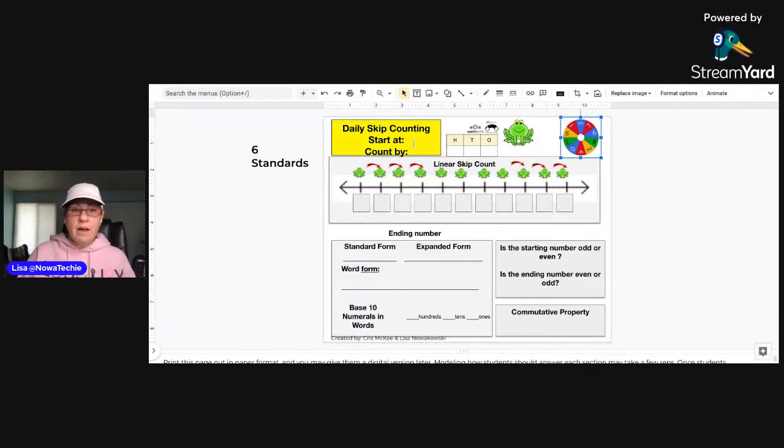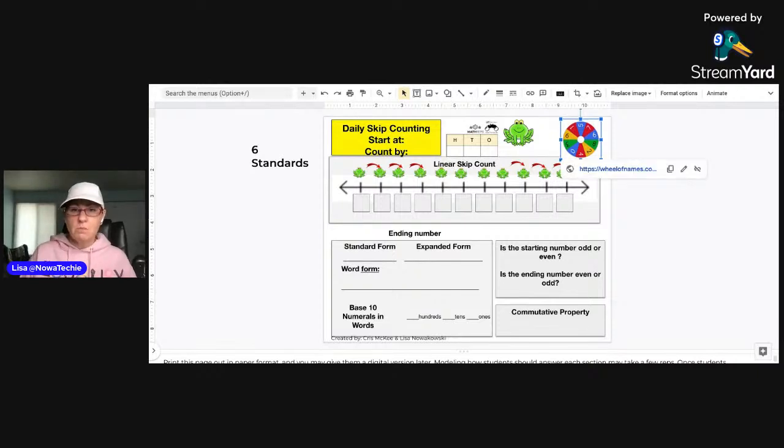So they start at, say, 15 and they're going to count by fives. So here we have it start skipping. So they start skipping 15, 20, 25, and so on and so forth. You have them write the number 15 because that is your number of the day. So you would have them writing 15 in standard form, expanded form, and word form.